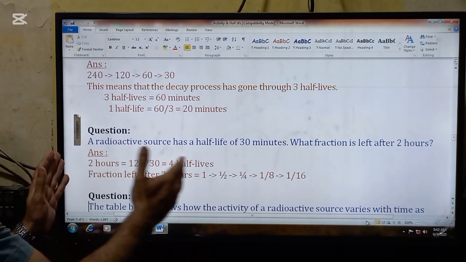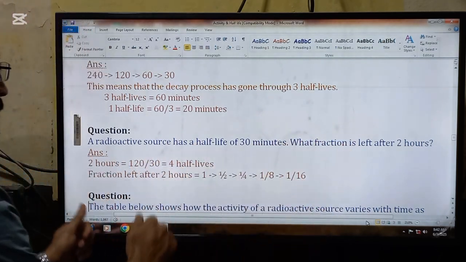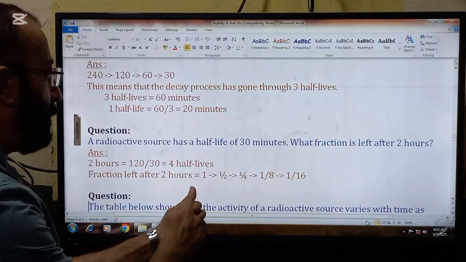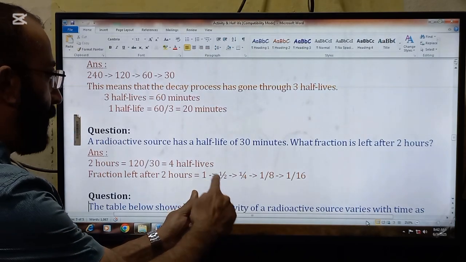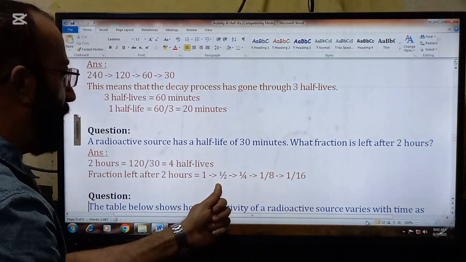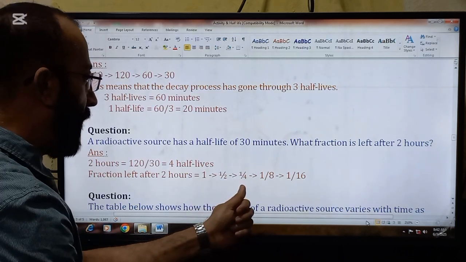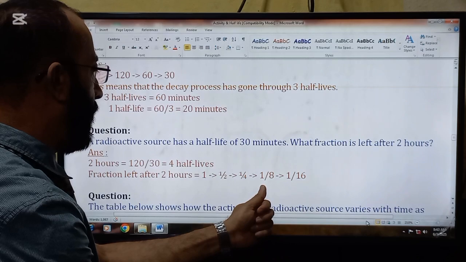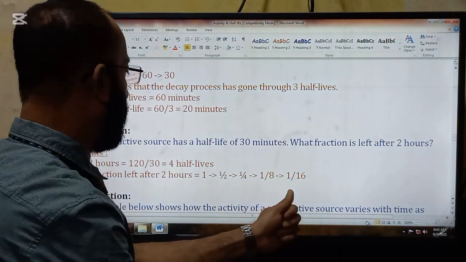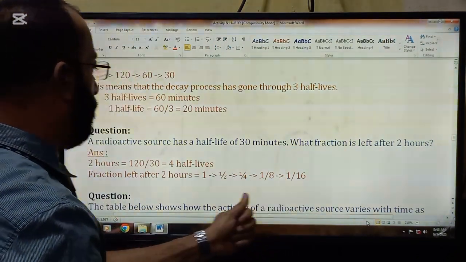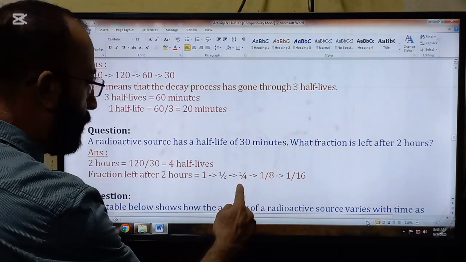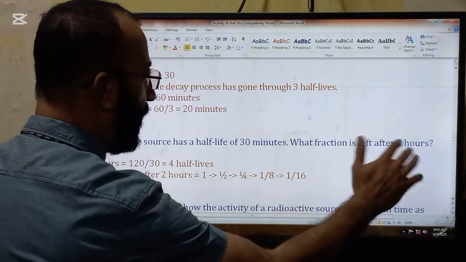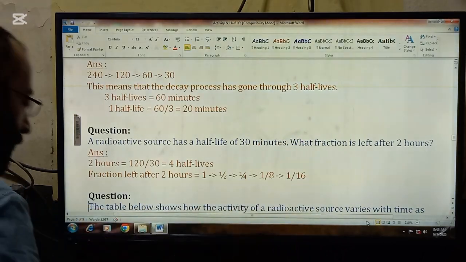Okay, so what fraction is left? So let's suppose 1 stands for 100%. So in the beginning we are at 100%. So after one half-life, 1/2 will be left. In another half-life, 1/4 will be left. In another half-life, 1/8 will be left. And in another half-life, 1/16 will be left. So one half-life, 2, 3, and 4 half-lives. So 1/16 of the fraction will be left after 2 hours.